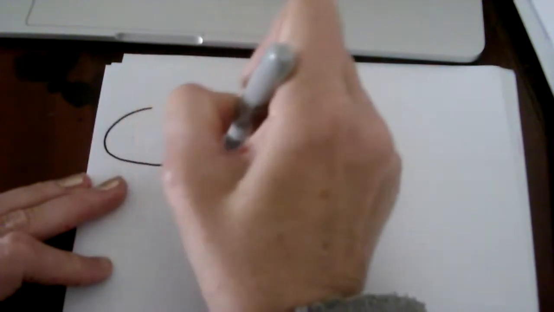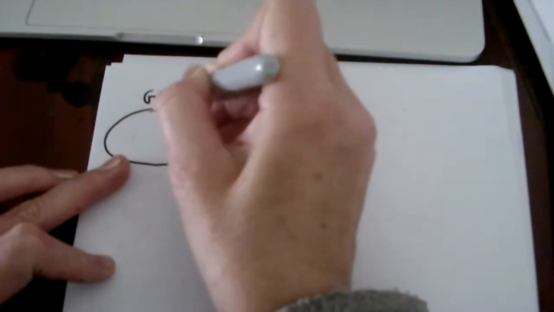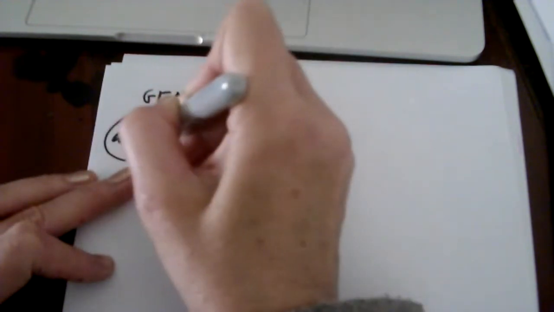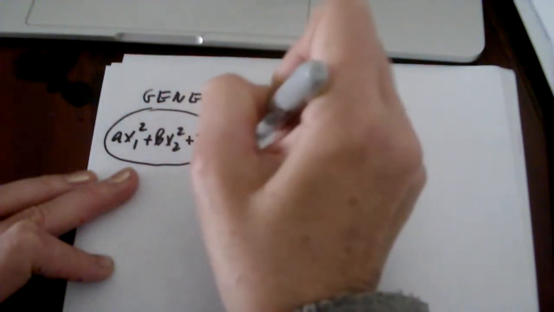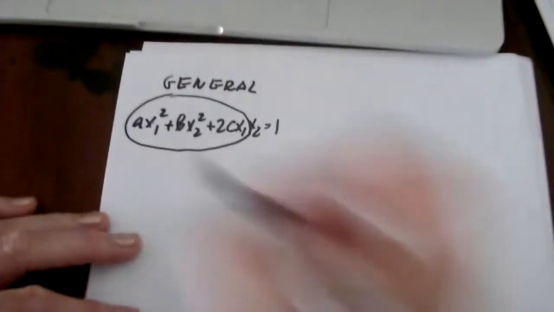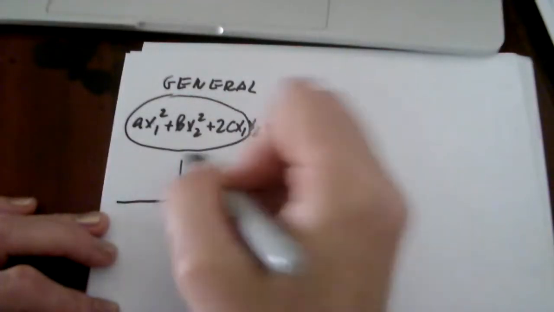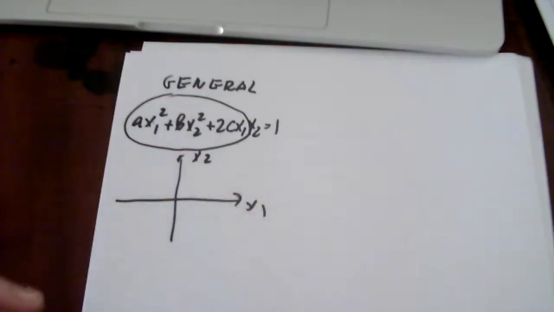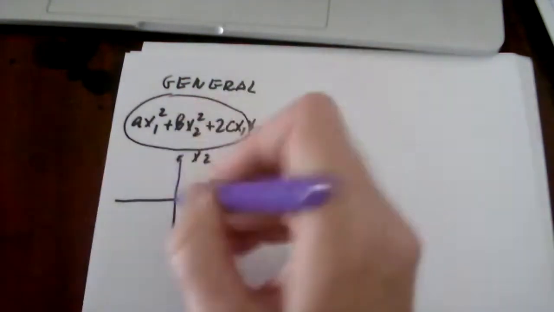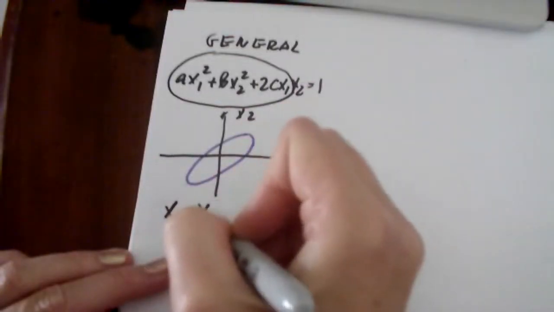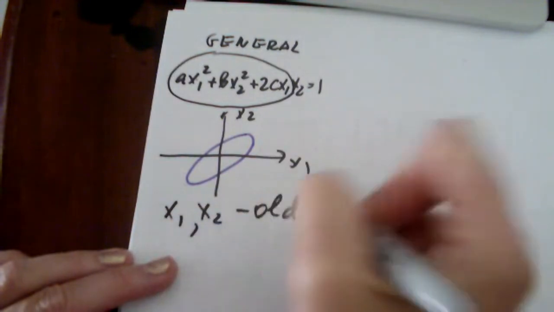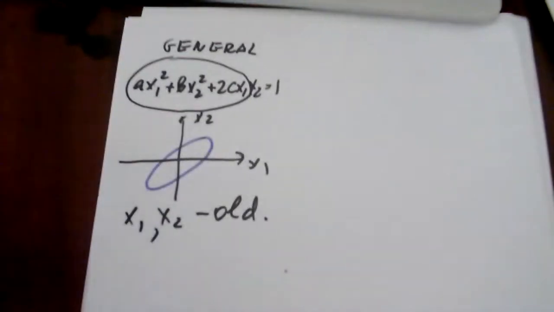So let's imagine that this was our general form in the old coordinate system. The general form looks like a x1 squared plus b times x2 squared. In other words, I'm just rewriting this general form here. And the drawing corresponding to this example looks something like this. Let it be an ellipse. It could be a hyperbola, of course, but it would be an ellipse. So it was a rotated ellipse. And x1, x2 was our old coordinate system. Everything is clear.